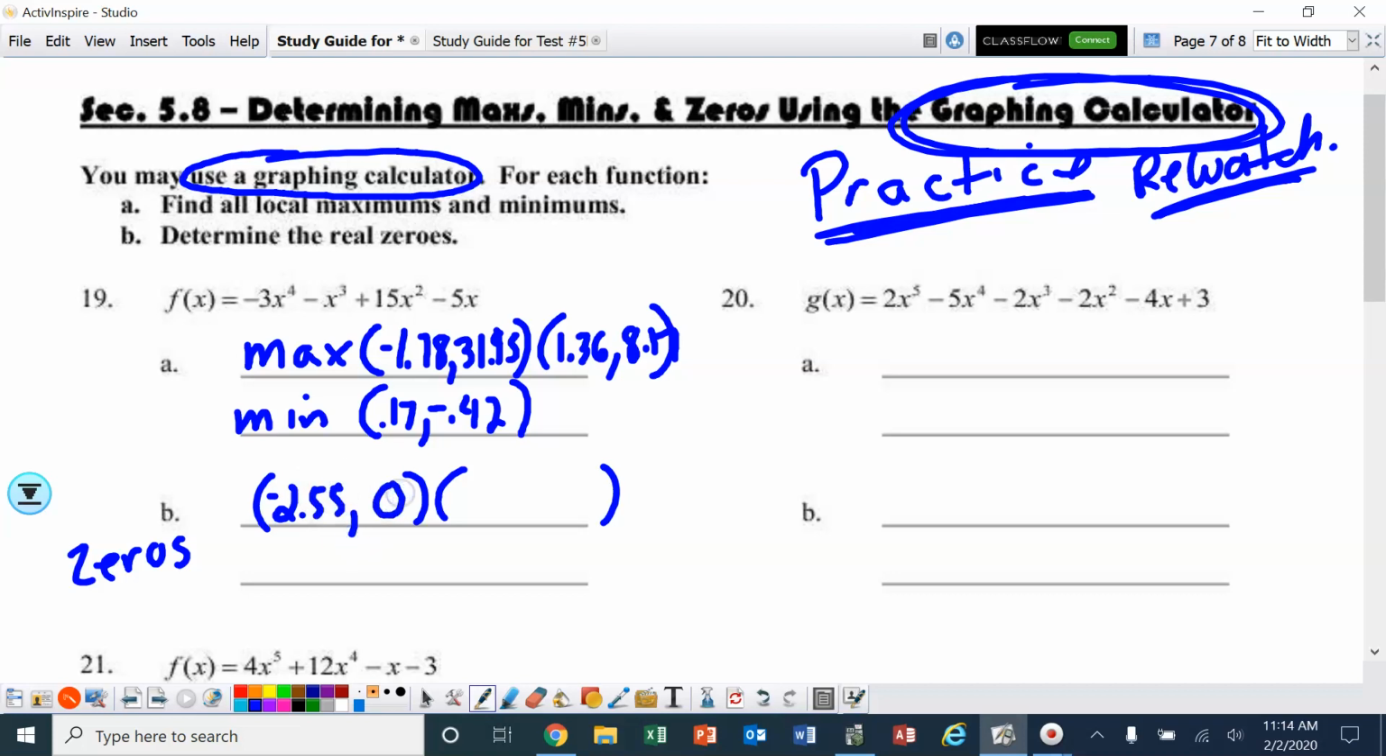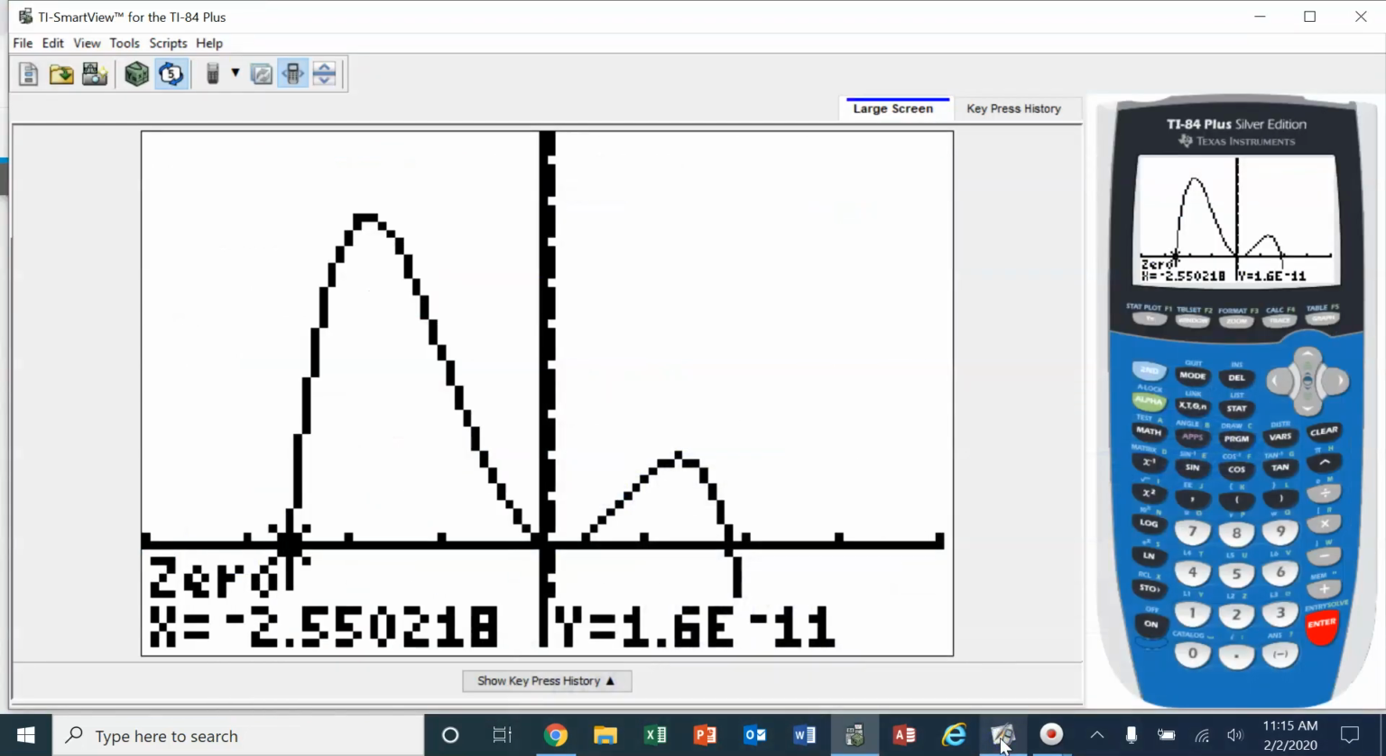Because remember, that's what we're finding. And I don't know why the calculator does that. So the y value has to be 0, because that's where it's crossing the x-axis. Remember, it always crosses at 0. So whatever you do, make sure you put 0 in for the y.